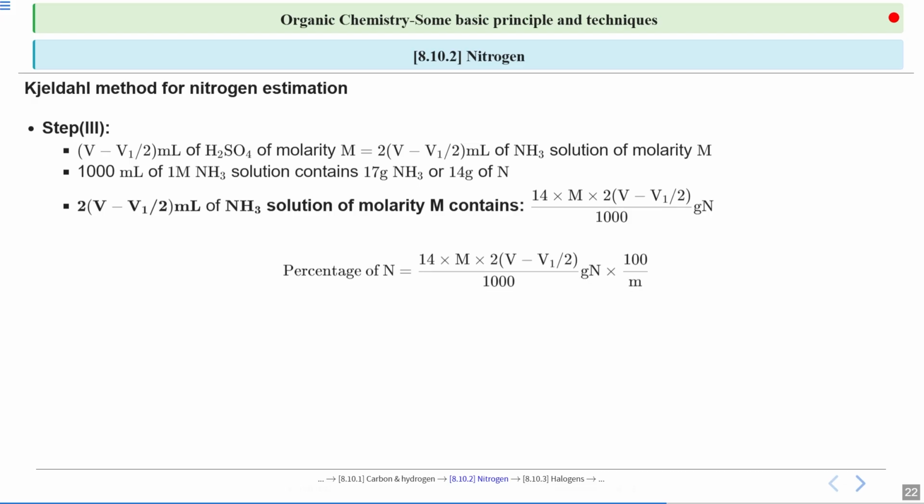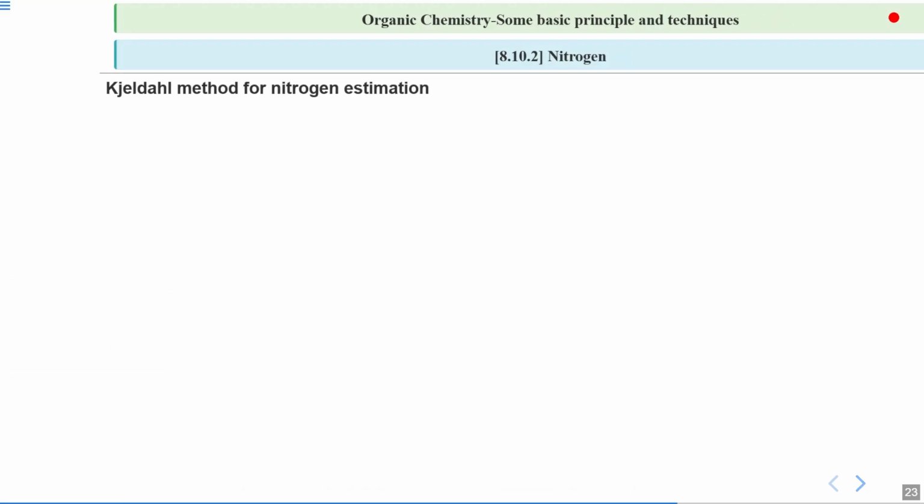Now to calculate the percentage of N, we multiply the amount of nitrogen found by 100 and divide by the mass of the sample m. So this gives us the percentage of nitrogen, which is the main goal of the Kjeldahl method. Finally, the formula is simplified to 1.4 times M multiplied by 2 times (V minus V1 divided by 2) divided by m grams of nitrogen. So this makes it easier to plug in our values and quickly find the nitrogen content.